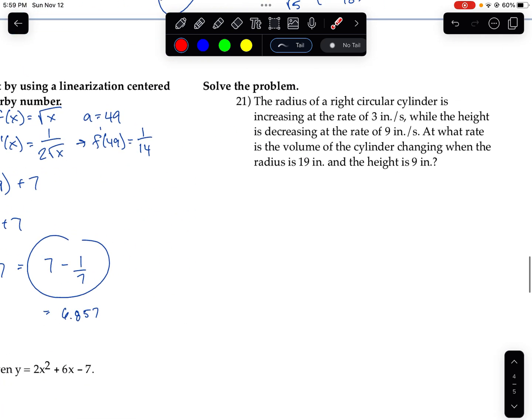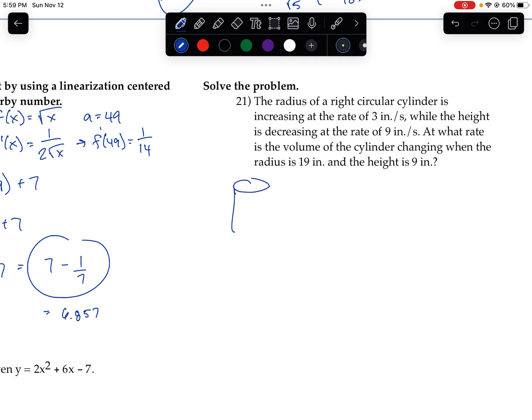Okay, the radius of a right circular cylinder is increasing. So we've got the cylinder, right circular cylinder just means it's upright, and it's got a radius of 3, and the height is decreasing. So this is a related rates problem. So let's see, what do we want to use here? So the volume of the cylinder is changing. So we're trying to find the rate of the volume, and we're relating volume to rate. So we have the rate.